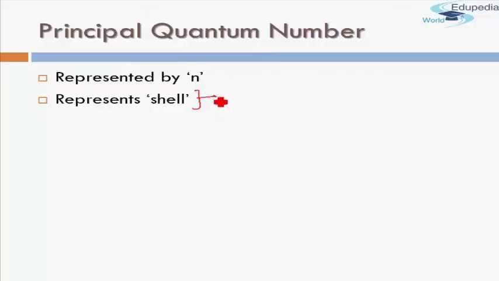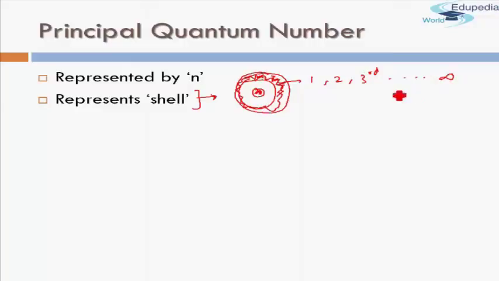So what is a shell? It is just a 3D region around the nucleus. So this is the nucleus, and it might be any 3D region around the nucleus where we are going to find our electron. Just like there were different orbits, there are going to be different shells. Shell 1, then a second shell, then a third shell, and so on up to infinity. There can be any number of shells in an atom.